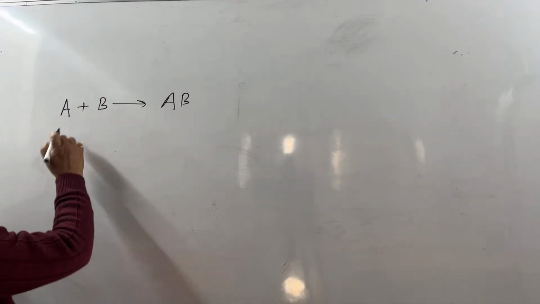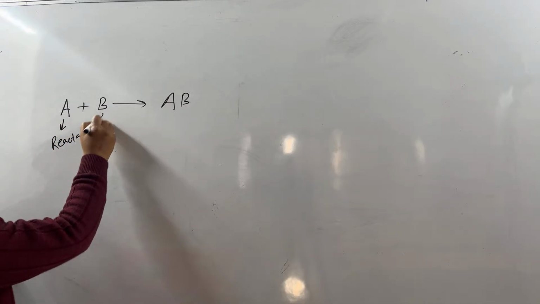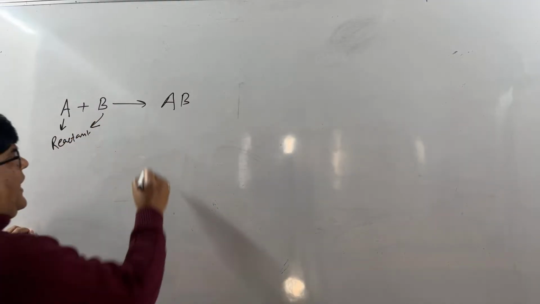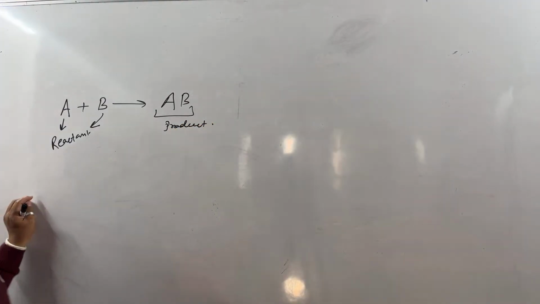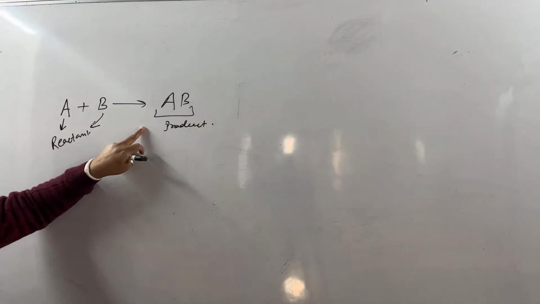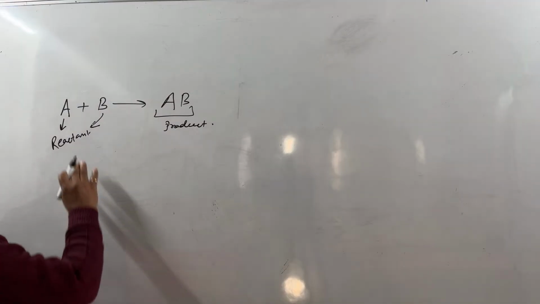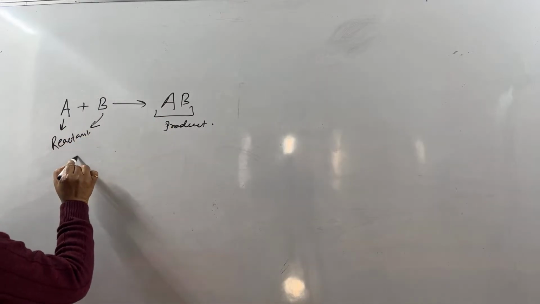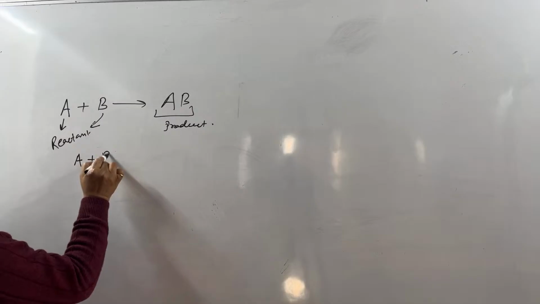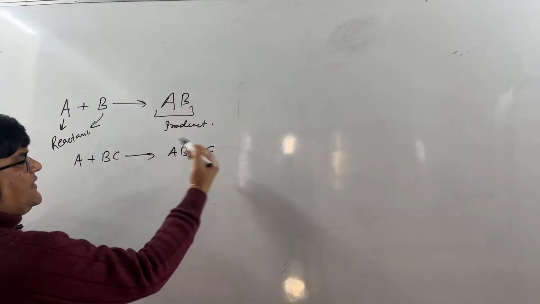In such a reaction A is called a reactant. B is also a reactant. And this AB is a product. This is a reactant, this is a reactant, and AB is the product. Now it is also possible that this is A, this is BC, and the product is AB plus C. C is free now.